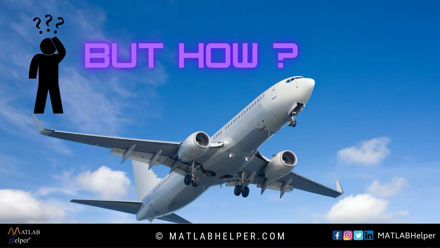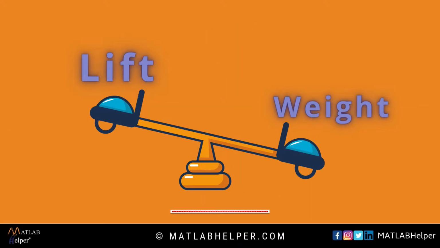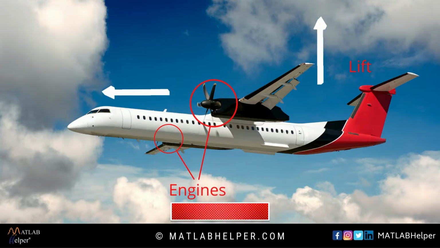Have you ever wondered how an aeroplane flies? Aeroplanes fly because they are able to generate a force called lift, which normally moves the aeroplane upward. The lift of the aircraft should always be greater than the weight of that aeroplane to keep it flying in air. This lift is produced by the forward motion caused by the engines.